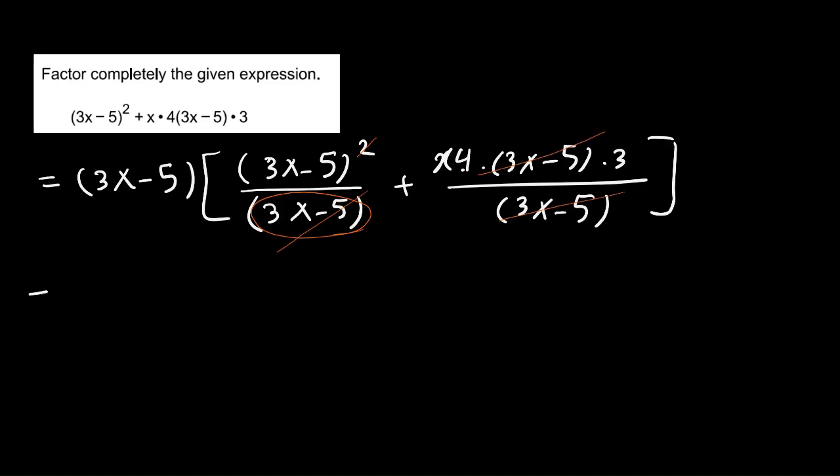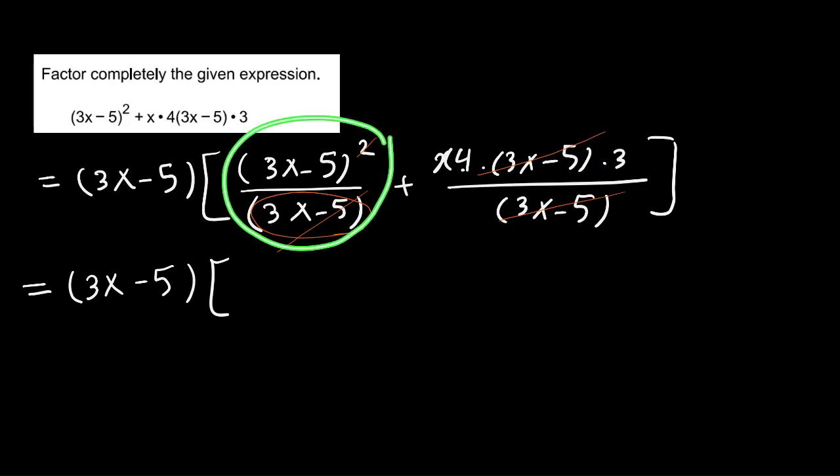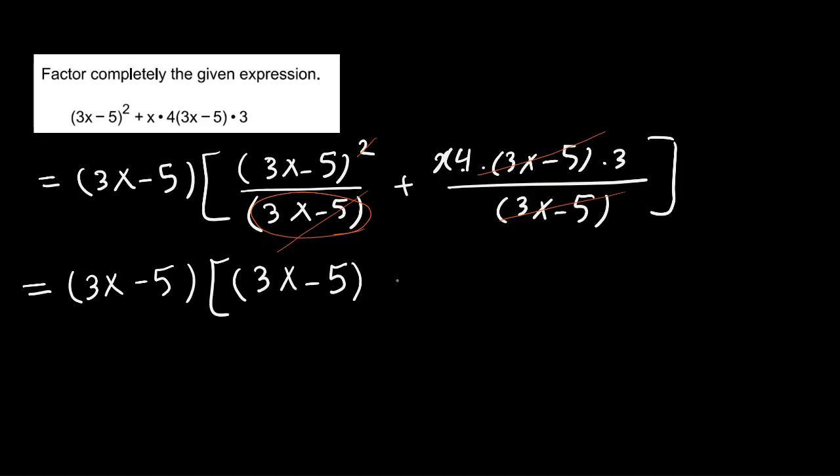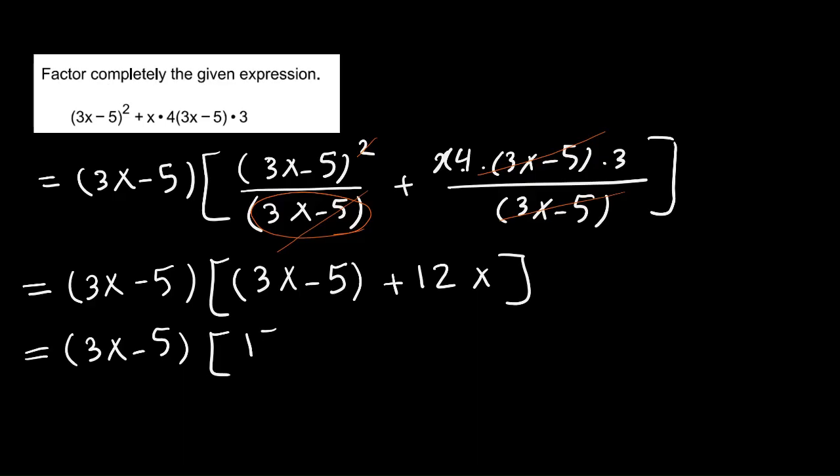What is the remaining part? It's 3x minus 5. And then from the first term, the remaining is 1 times 3x minus 5. And from the second term, 4 times x times 3. 3 times 4 is 12. So we have 12x. Now let's simplify whatever is inside the square bracket. We have 3x plus 12x, it's 15x minus 5.